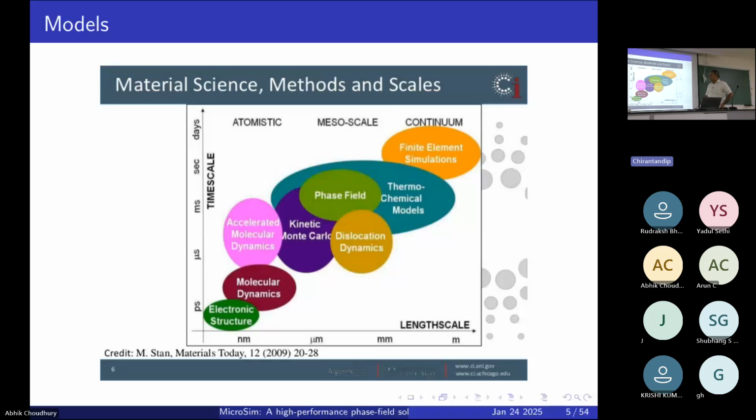So therefore, it's actually very tricky. At the top right corner, the tools are all developed by the mechanical community, and at the left bottom corner, the tools are developed by the physicists. So in the middle is where we have got a gap, and the phase field is coming right in the middle, and therefore the MicroSim community has to take the initiative and develop these tools, and that's what is happening with the launch of MicroSim.